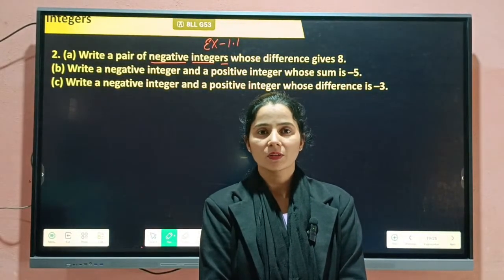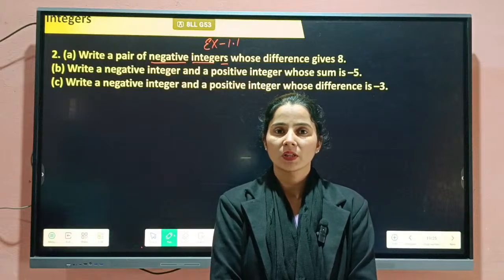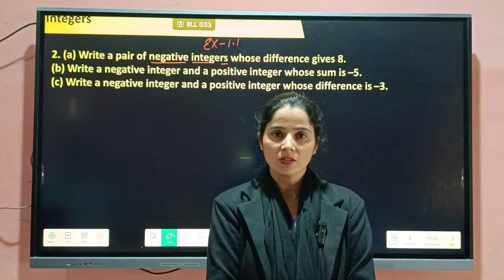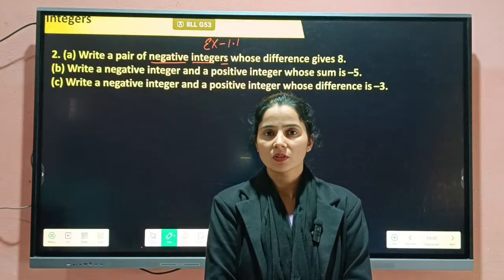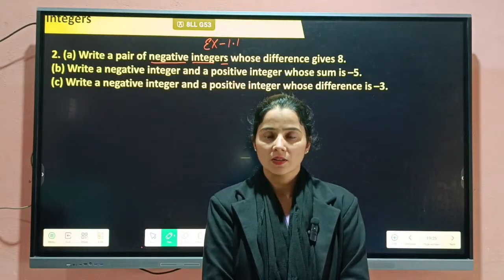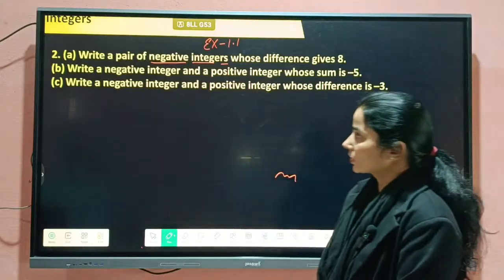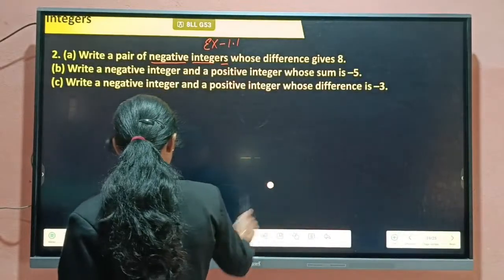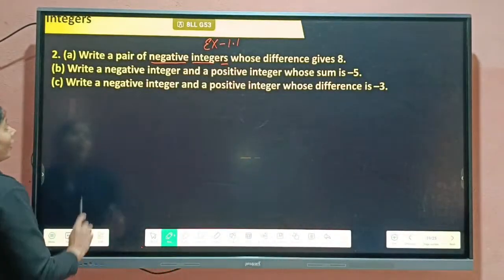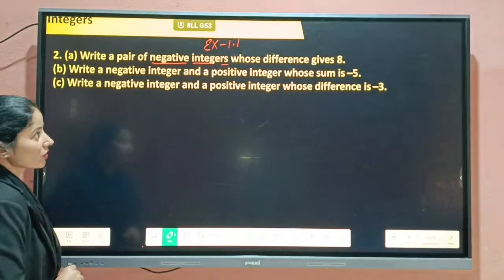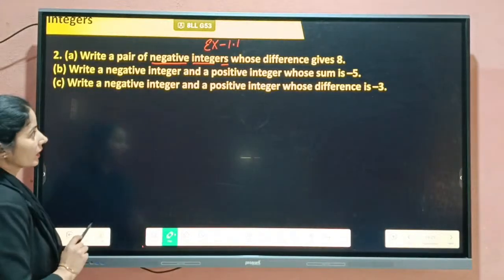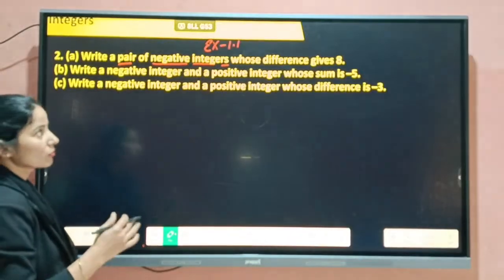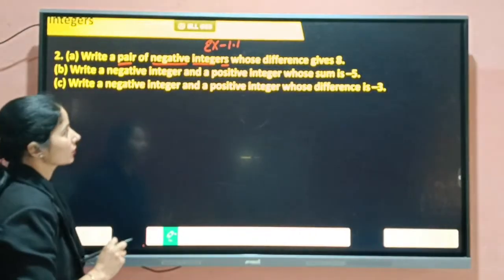In this video, we are going to discuss exercise 1.1 from question number 2. In the last video, we discussed exercise 1.1 question number 1 and its examples. Let us see what question number 2 is. Write a pair of negative integers whose difference gives 8. We have to write one pair of negative integers whose difference gives us 8.